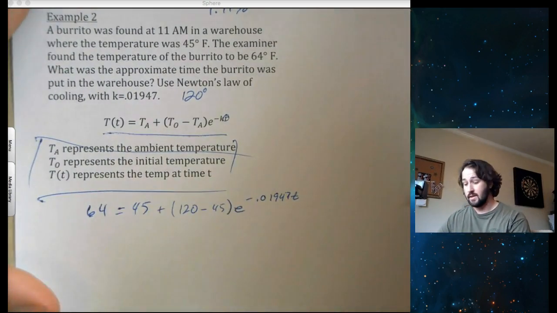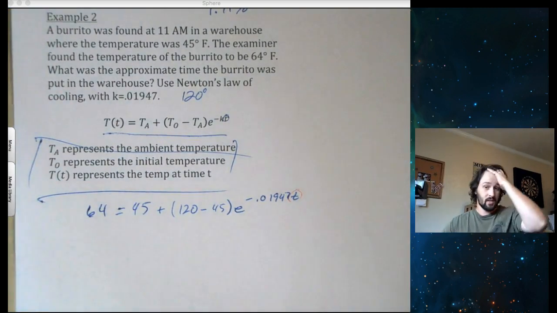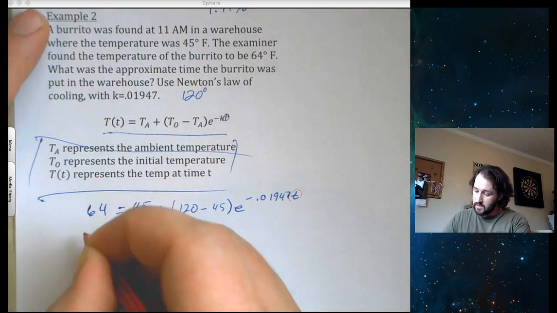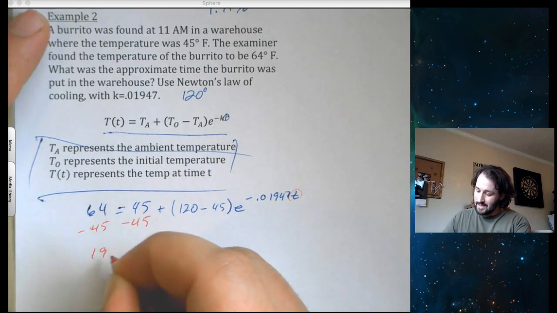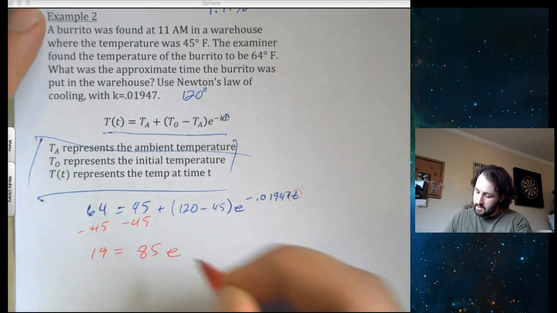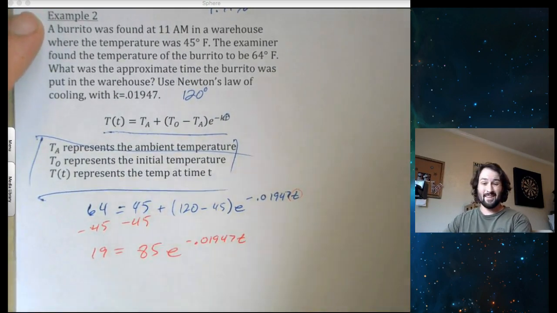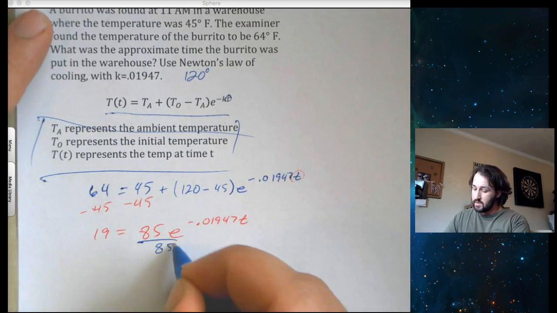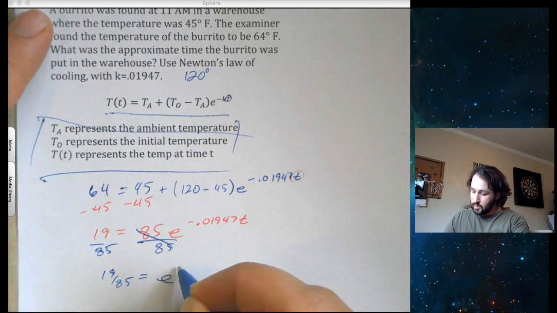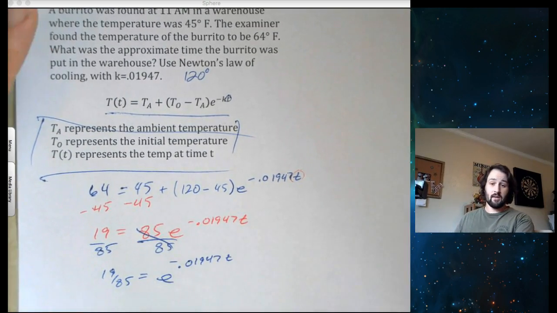So now we're just going to be solving this thing. We are solving for t, so we're solving an exponential function. So if you need a refresher on solving exponentials, go back 2 videos, but I'll walk you through all of it too. So the first thing I would do, subtract 45 from both sides. So minus 45 minus 45. So that gives me 19 equals 120 minus 45 is 85. So 85 e to negative 0.01947 t. Then that 85 on the outside needs to be divided. So divide both sides by 85. So I have 19 over 85 equals e to the negative 0.01947 t. So now I'm stuck in exponential form.